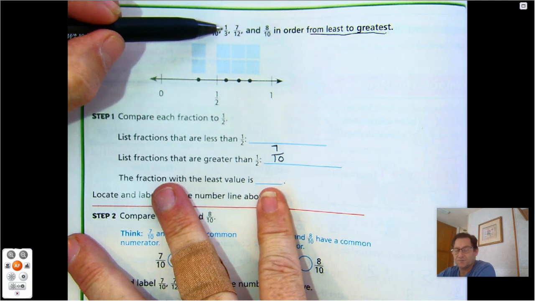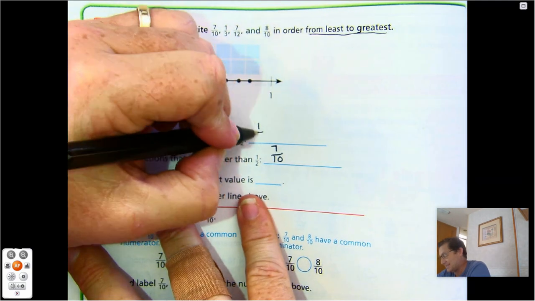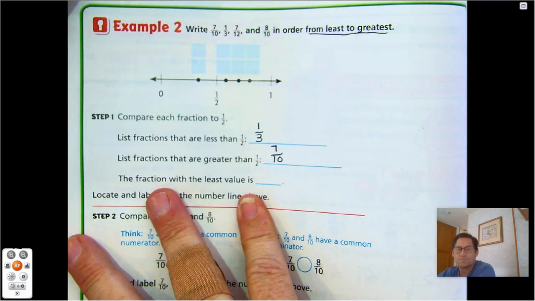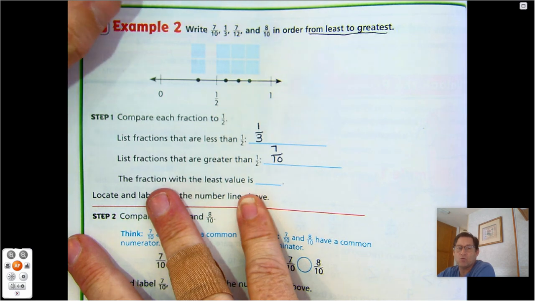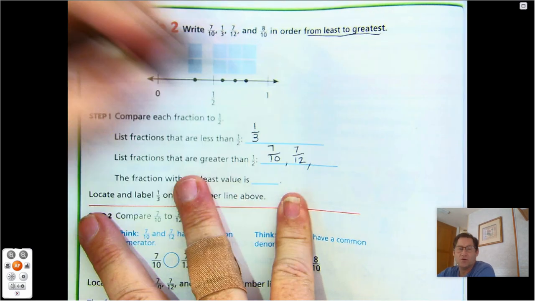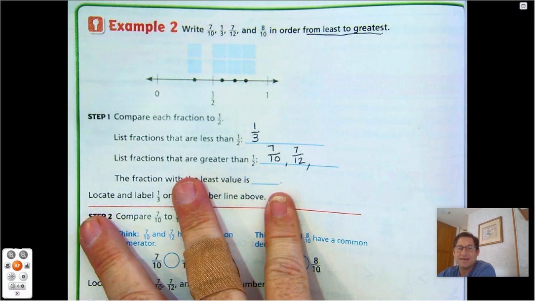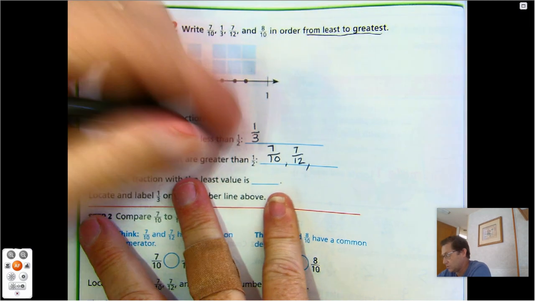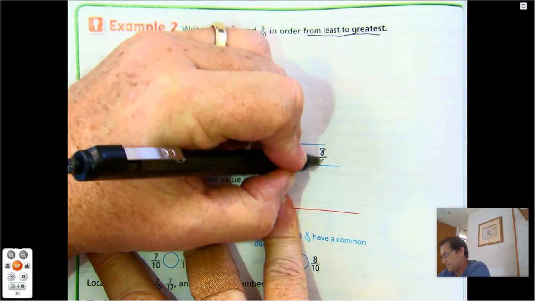1/3, we know that that is less than 1/2 because what's half of 3? 1.5. So 1 is less than 1.5. 7/12, that's greater than 6/12, so that's greater than 1/2. 8/10, that's also greater than 5/10, so that's greater than 1/2.